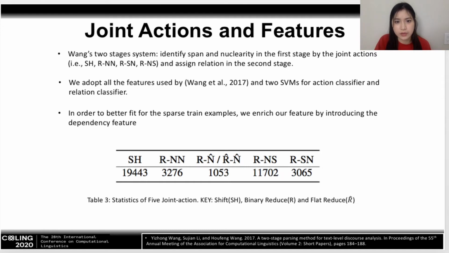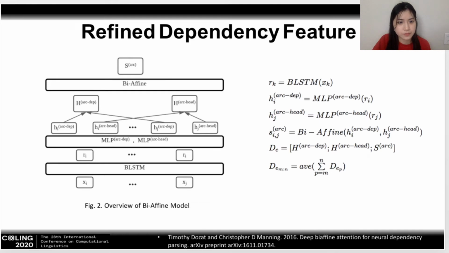To better fit the sparse training examples, we enrich our features by introducing dependency features. We refine the dependency features generated by the deep bi-affine attention model proposed by Dozat and Manning in 2016, and obtain the representations of head, dependent, and arc label for each EDU. And we average the representations for the spans.